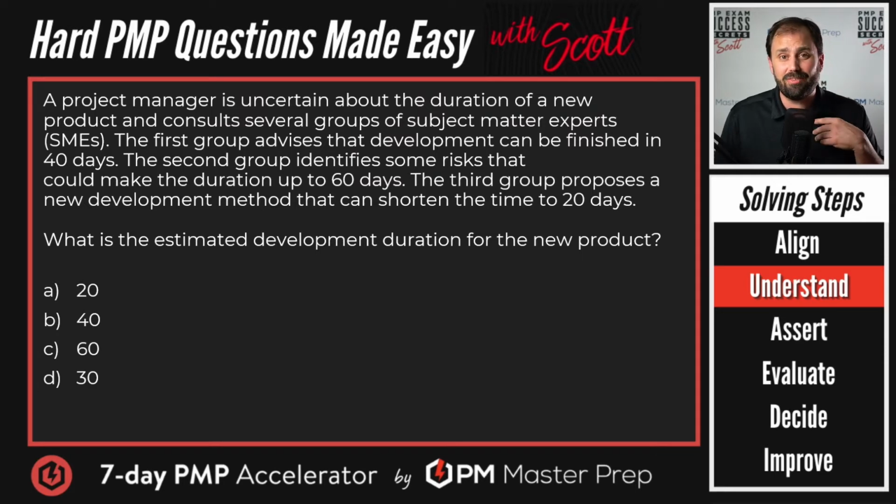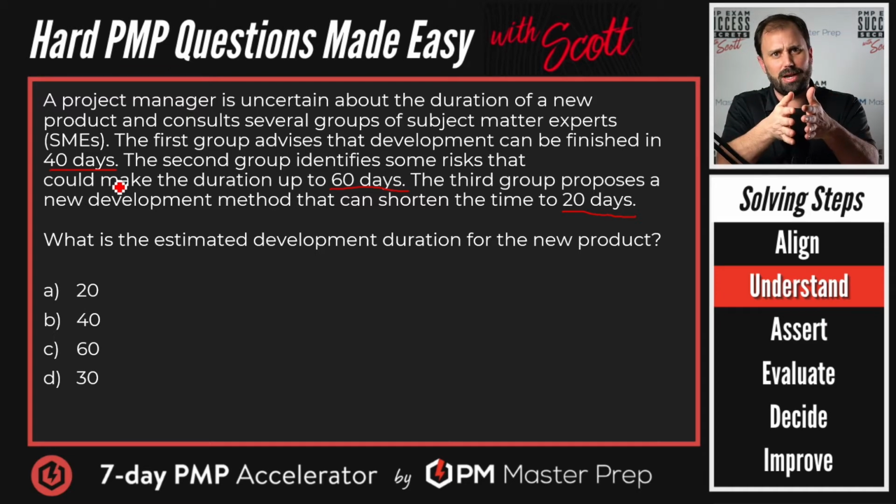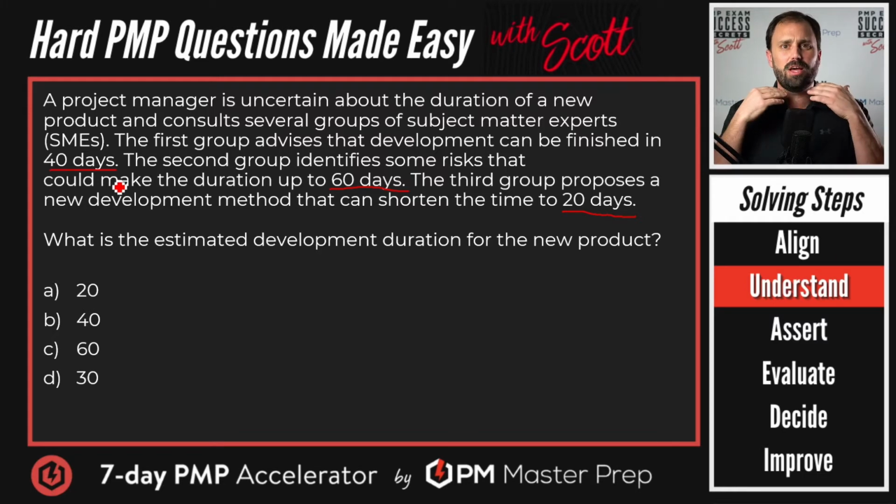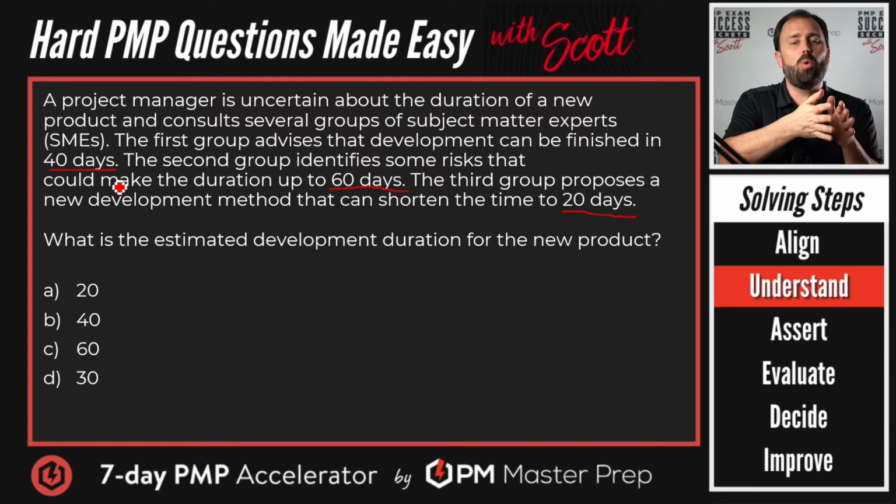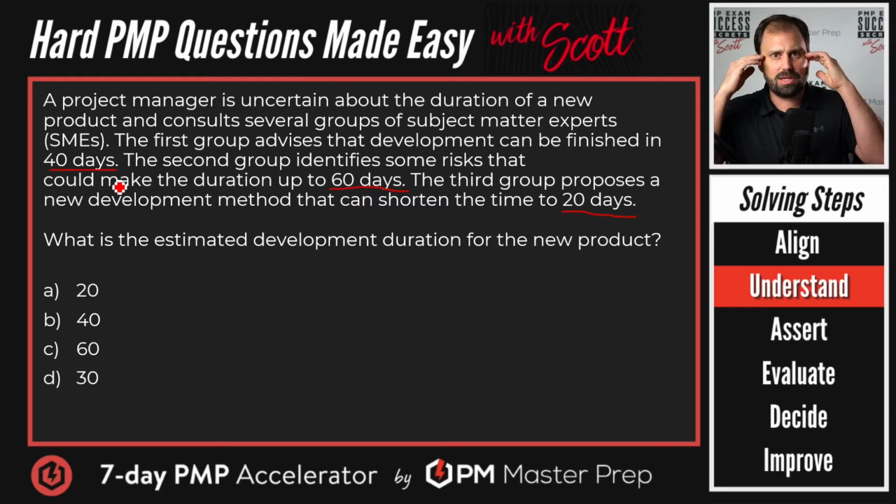What are they doing? They're giving us 3 points, right? Let's look for keywords. They give us 20 days, 60 days, and 40 days. They give us 3 people, like the wise men coming to us in a sense. The 40-day people say it's going to take about 40 days. The 60-day people see some risk and say it could take 60. The other people are optimistic. They say don't worry about those risks, it could take 20. So you've got 3 camps giving you perspectives.